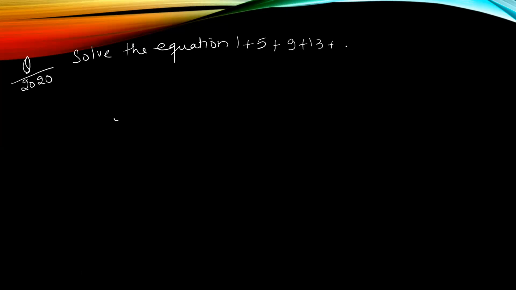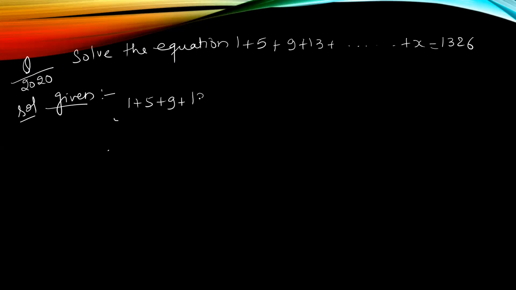This question is from CBSE 2020. Solve the equation 1 plus 5 plus 9 plus 13 plus so on plus x equals 1326. Now how are we going to solve this problem? Let's solve it. What is given to us? We are given 1 plus 5 plus 9 plus 13 plus so on plus x. This is the required equation, which is equal to 1326.